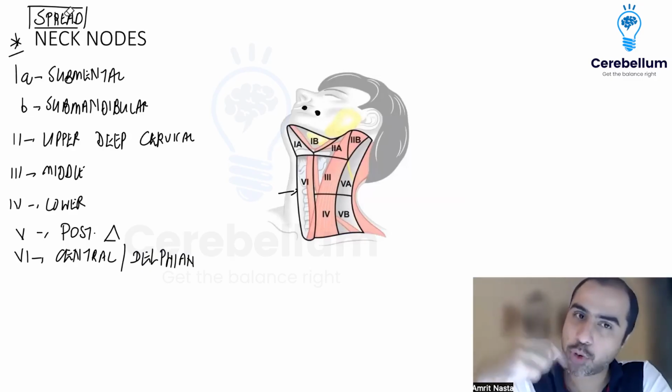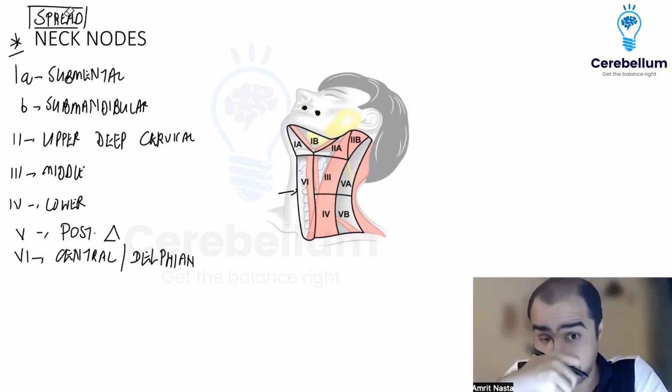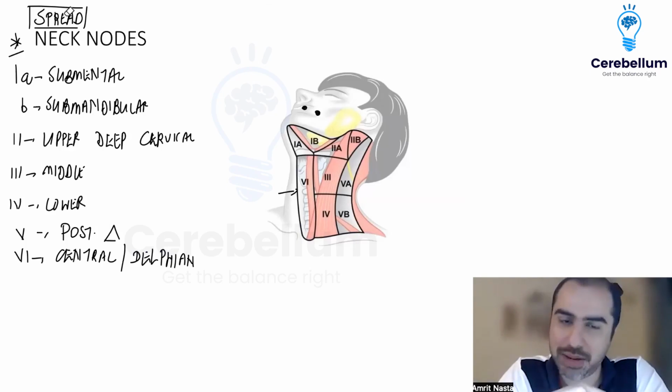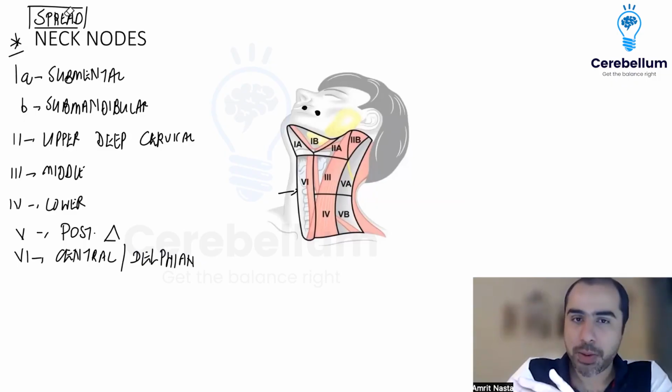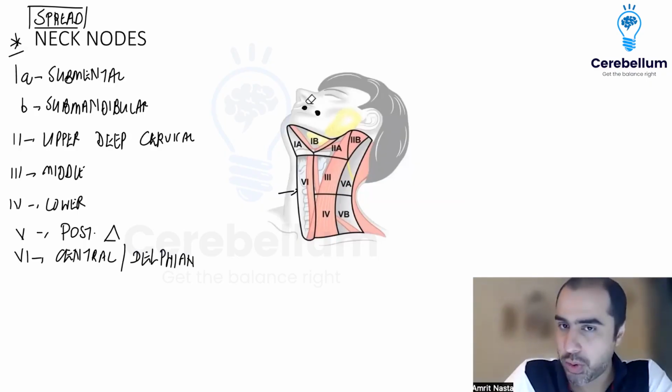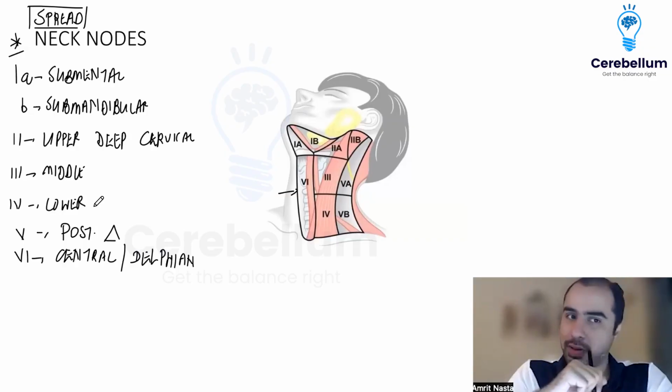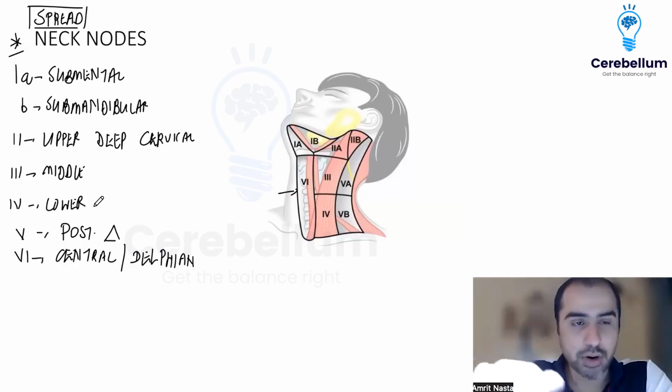Where will the cancer spread first, to which node? 1A, 1B? Why do you say 1A, 1B? What is the reason? Closer, absolutely right. What I'm trying to ask you is, why are the levels given like this? 1A submental, 1B submandibular, 2, 3, 4.